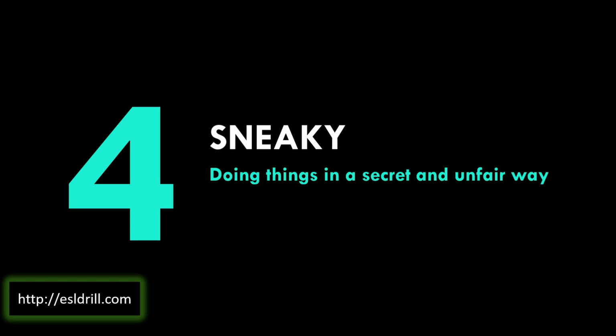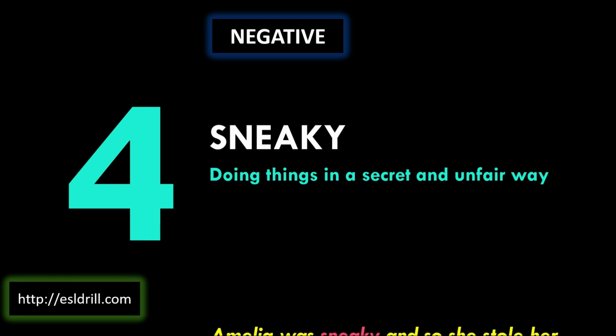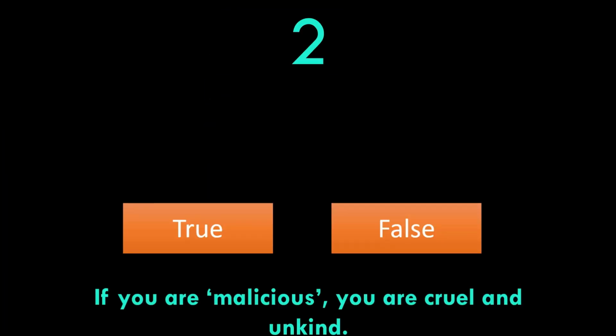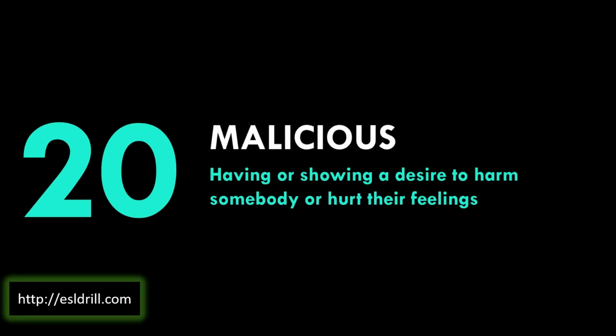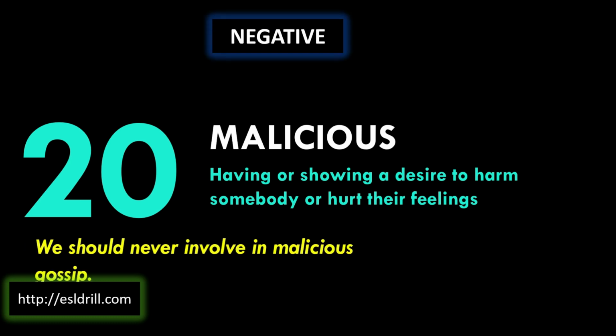Now, let's have a next question. If you are malicious, you are cruel and unkind. True or false? Pause the video for a moment and think. If you are malicious, you are cruel and unkind. If you have guessed it correctly, the answer is true. Because this is what we learnt. Malicious. Having or showing a desire to harm somebody or hurt their feelings. So true is the correct answer.